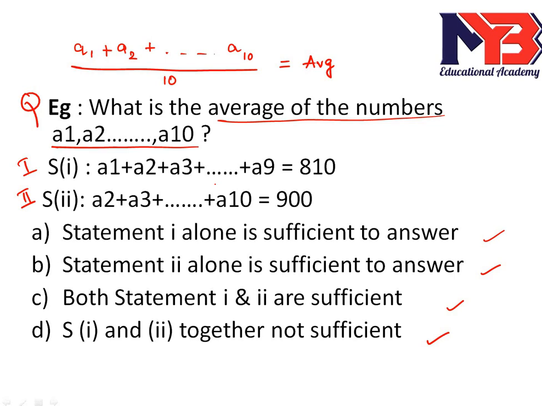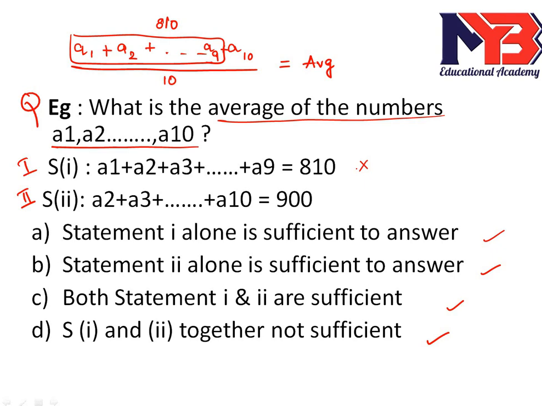You have to look at the statements individually and then mark the answer choice. So if you look at statement number 1, it is giving A1 to A9, the value is 810. That means I have only till A9. If I know the summation till A9, I don't know the A10 value. Without knowing the A10 value, I cannot find out the average of A1 to A10. That means statement number 1 is not sufficient for finding the answer.